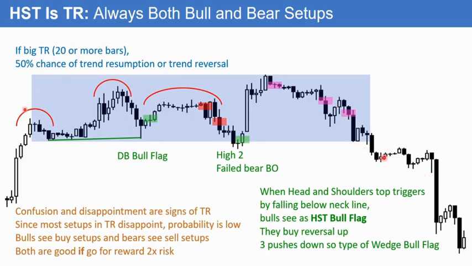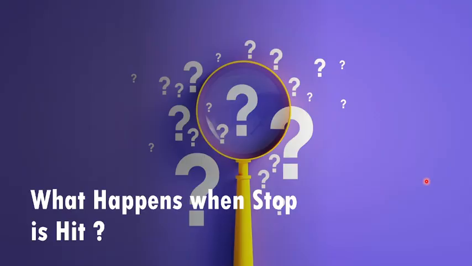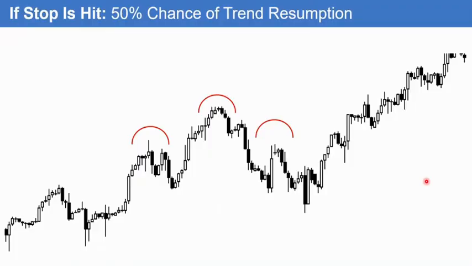Look, bear trend, low two. This is a bear flag. Look, one, two. It's an ABC pullback in a continuation. You sell this, you don't buy this. What happens when the stop is hit? Yeah, this is another one that fails. Head and shoulders stop. Boom.